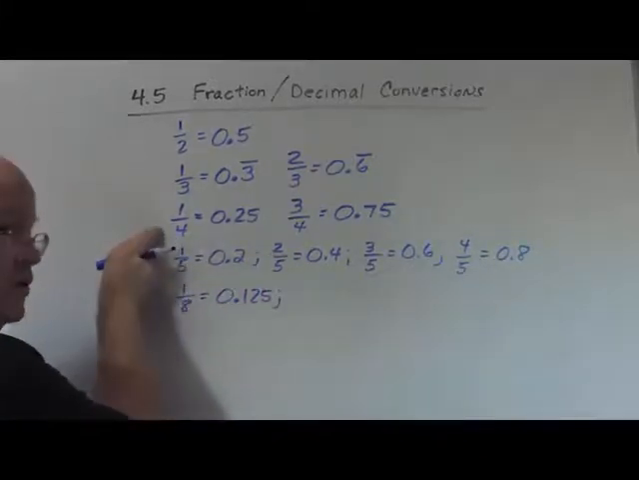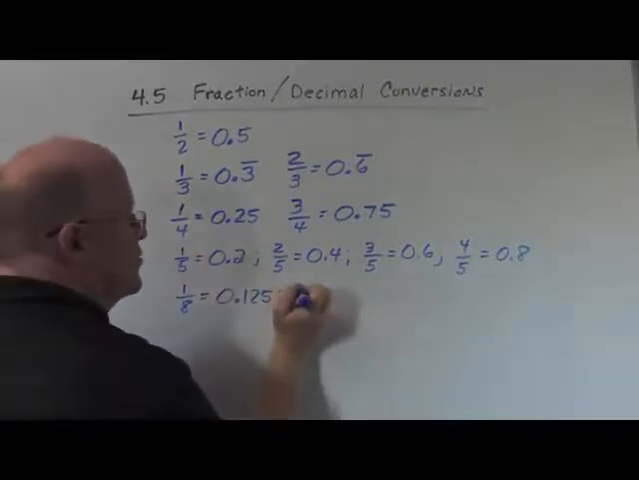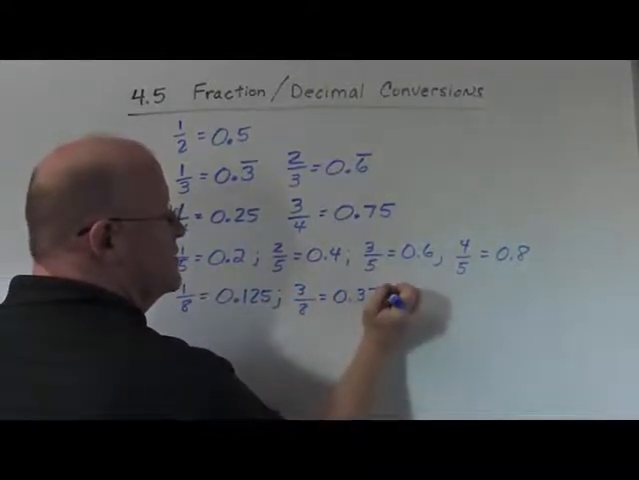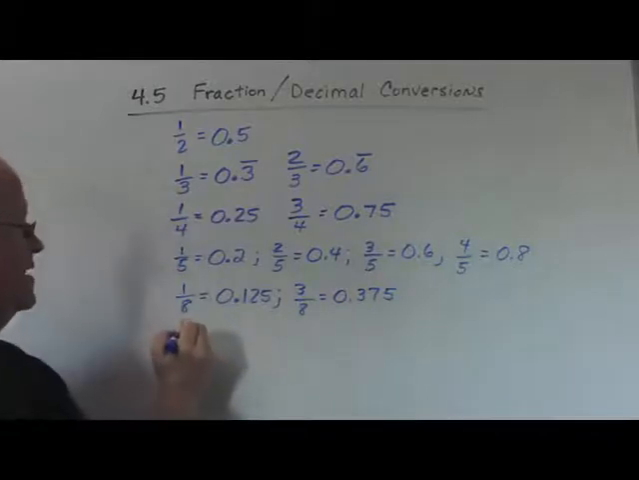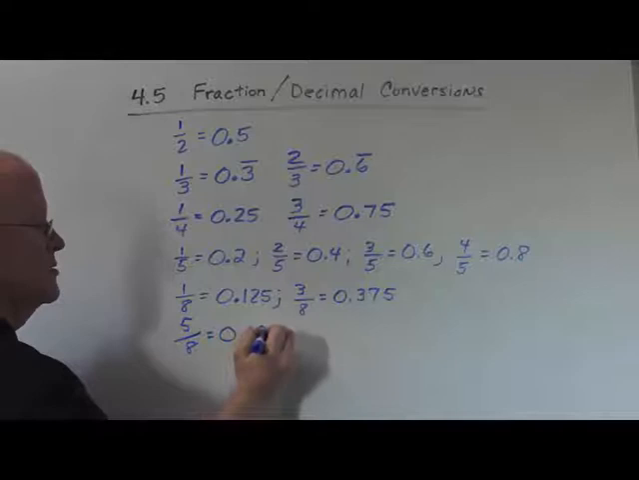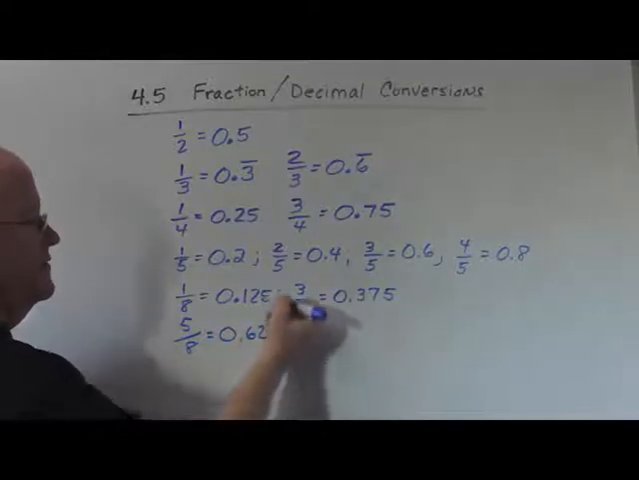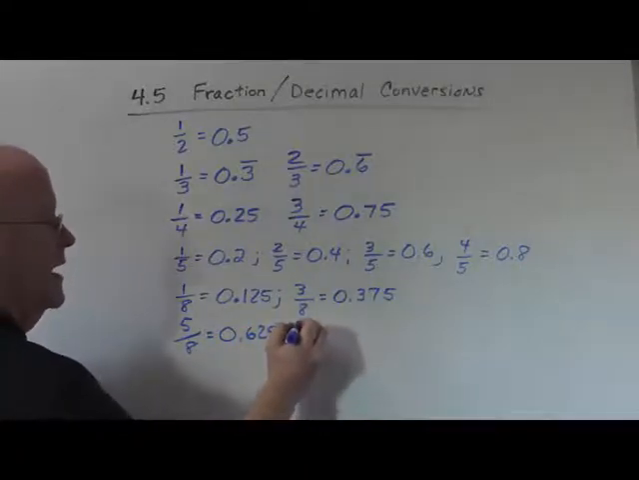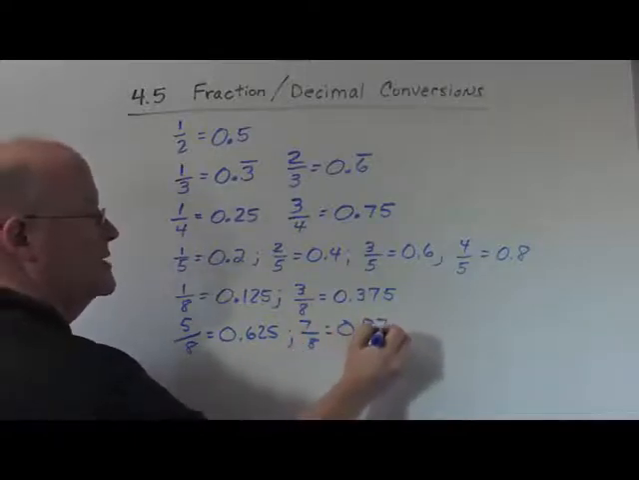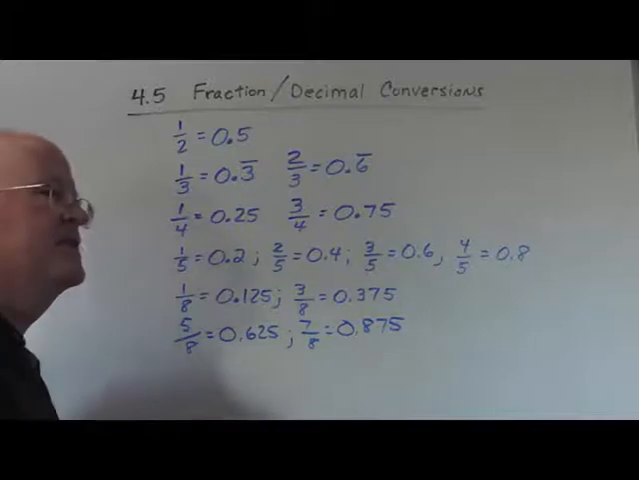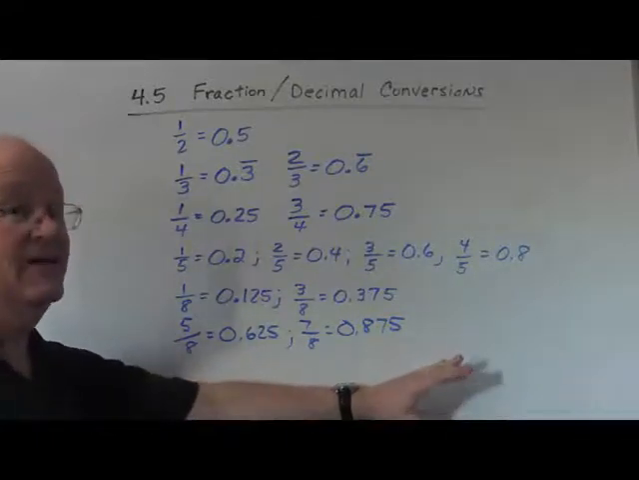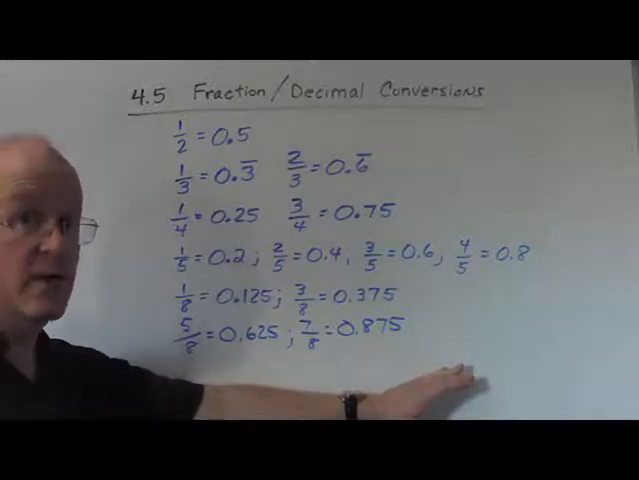2/8 is 1/4. It's already on our list. 3/8 is equal to 0.375. 5/8 is equal to 0.625. Notice how I added 0.5 from the row above here. And 7/8 is equal to 0.875. These show up often enough that they should be memorized, if not memorized, highly recognized.